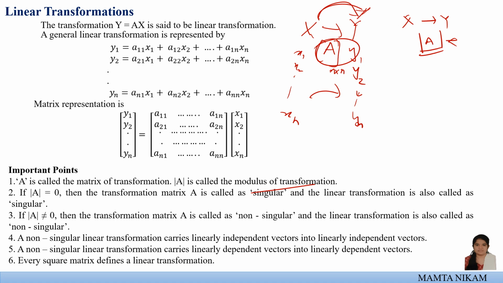Okay, next is, if determinant of A is equal to 0, then the transformation is said to be singular and the linear transformation is called as singular transformation. Obviously we know determinant of A अगर 0 होता है तो मैट्रिक्स क्या होता है, सिंगुलर मैट्रिक्स, एंड determinant of A अगर not equal to 0 होता तो वो होता है नॉन सिंगुलर मैट्रिक्स। सो ऑब्वियसली सिंगुलर मैट्रिक्स के करस्पॉन्डिंग ट्रांसफॉर्मेशन हमेशा सिंगुलर होता है। नॉन सिंगुलर मैट्रिक्स के करस्पॉन्डिंग ट्रांसफॉर्मेशन नॉन सिंगुलर होता है, ठीक है। Next, a non-singular linear transformation carries linearly independent vectors into linearly independent vectors.